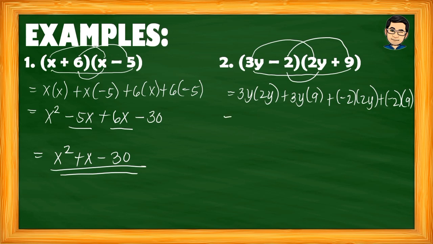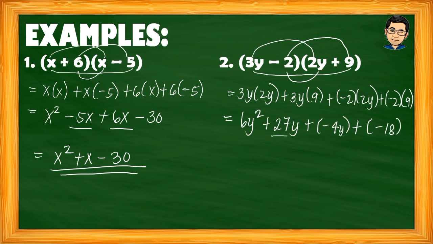And then we multiply. So 3y times 2y, that is 6y squared. And then 3y times 9, that is 27y. And then plus negative 2 times 2y, that is negative 4y. Plus negative 2 times 9, that is negative 18. And then we combine like terms.